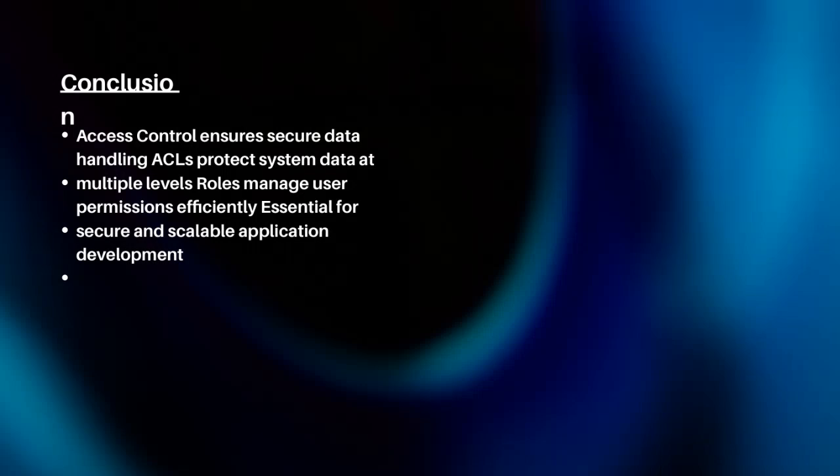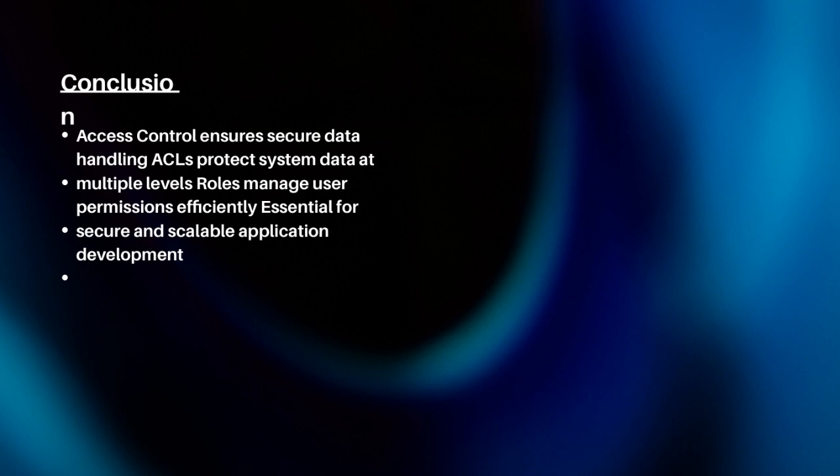Access control is really the backbone of secure data handling in any system. It ensures that only authorized users can access sensitive information, helping us protect our data from breaches. Access control lists, or ACLs, play a key role here by providing protections at multiple levels, whether it's at the file, database, or application level. This layered approach makes our security more robust.